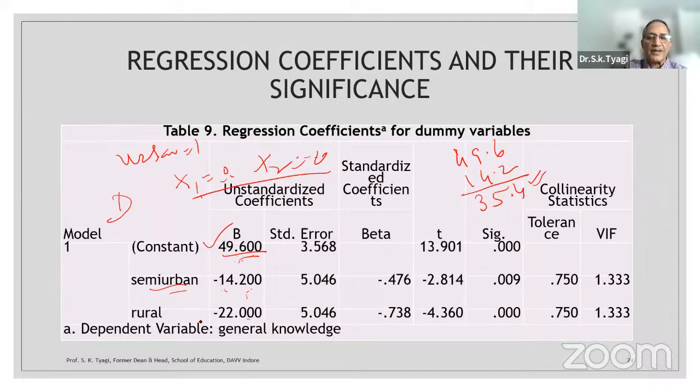Now, similarly, a rural student is expected to have 22 marks less than that of a student of urban background. So 49.6 minus 22 is 27.6. Okay, so this is how it works. Let us see the contribution. This is significant, and this is also significant. This is the value of tolerance, VIF also we can calculate. Assumptions I am not talking about because they can be done on a similar pattern.